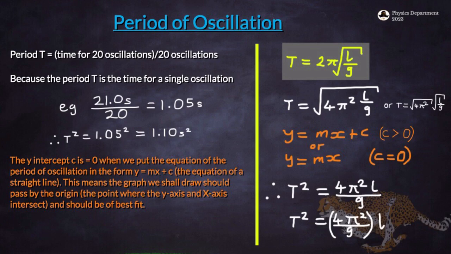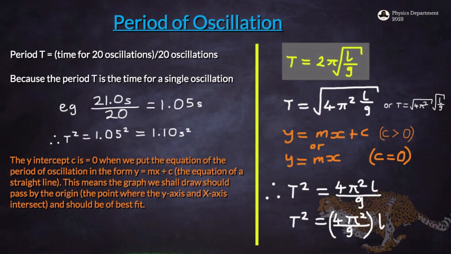So you put in the y value, which is the T squared, and then our m is the gradient of the line, how steep or how gentle the line is. Then our x is the component from the x-axis that we also put in, which in this case will be the length of the thread or the length of the string, remembering that it will be light and inelastic.